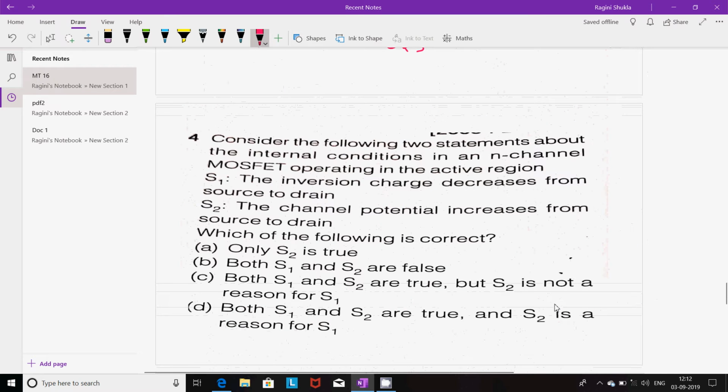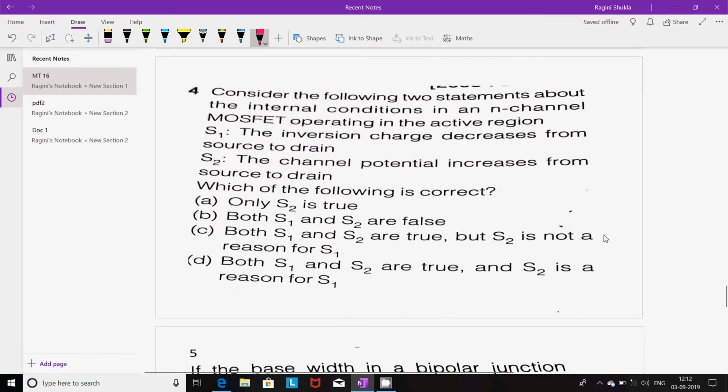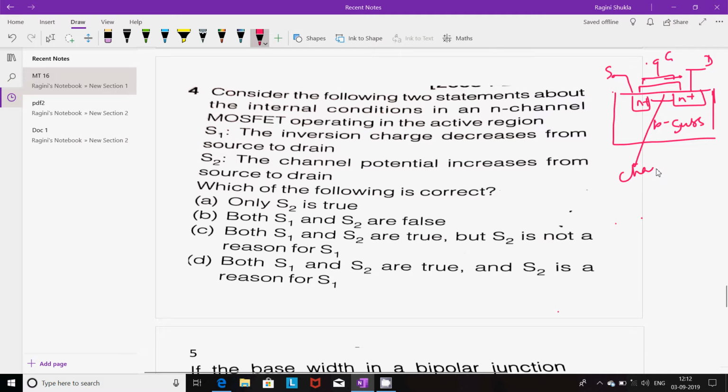Next question. Consider the following two statements. We have been given S1. First of all, let me tell you one thing, I have already told you many times that this is your MOSFET. These are two N plus regions, and this is your P substrate. This is your SiO2 layer. This is your source, this is your drain. This is your polysilicon pattern, which is termed as the gate terminal. You should be aware that the region between these two N plus regions is called the channel region.